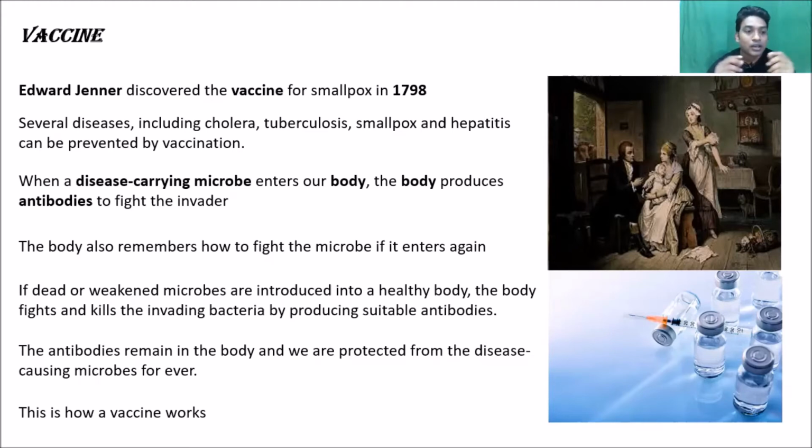So in the same way, if dead or weakened microbes are introduced into a healthy body, the body is very healthy and it can fight and kill the invading bacteria by producing suitable antibodies. And these antibodies remain in the body, and we are protected from the disease causing microbes forever. Once the antibodies are formed, they will remain in our body as long as we are alive, and they will protect our body from the disease causing microbes. And this is the way how a vaccine works.